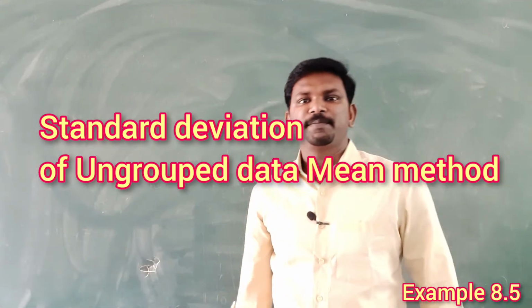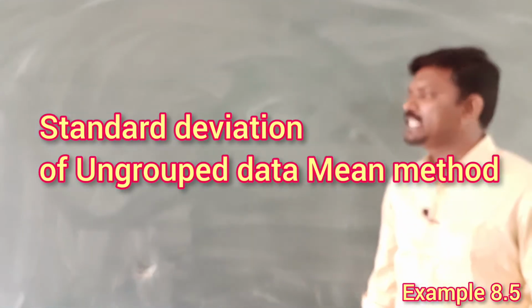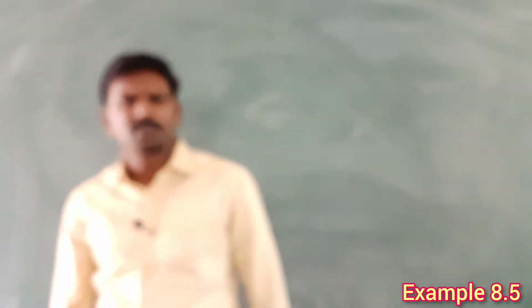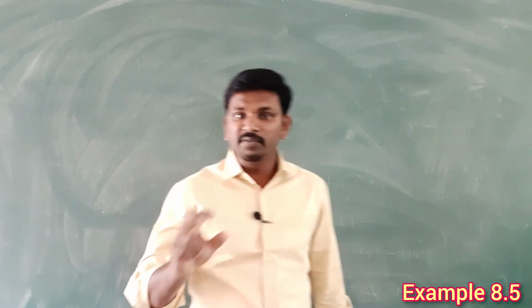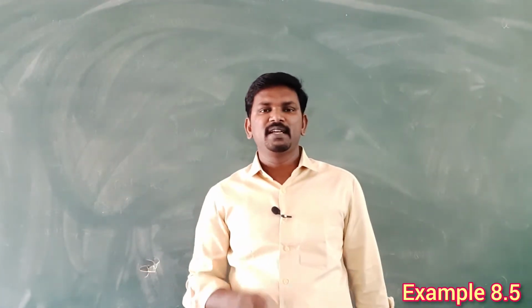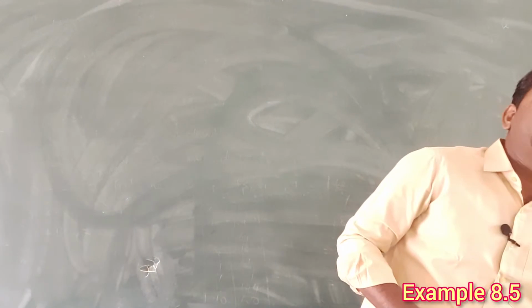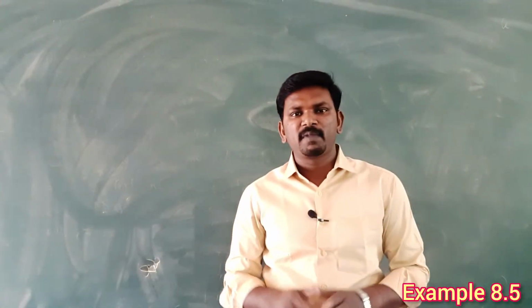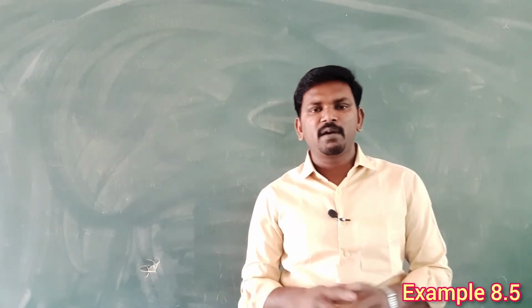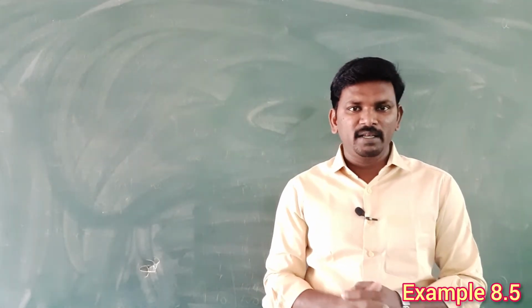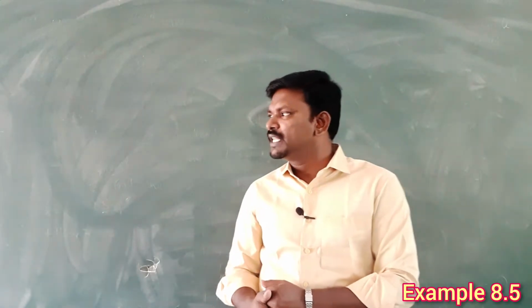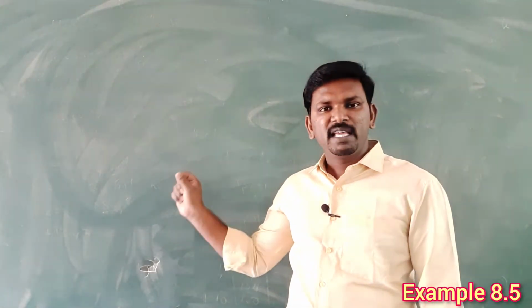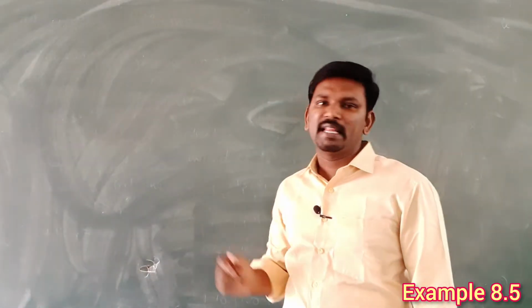Hello students, in this video also we are going to see how to find the standard deviation of the data. In the last videos we have discussed different things about the standard deviation of the data. In the data there are two main types: grouped data and ungrouped data. In ungrouped data, they will give the data as individual numbers.